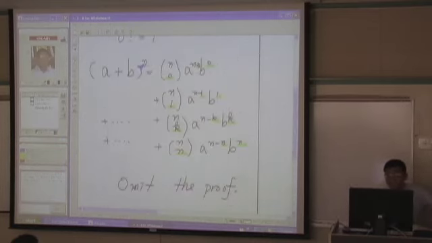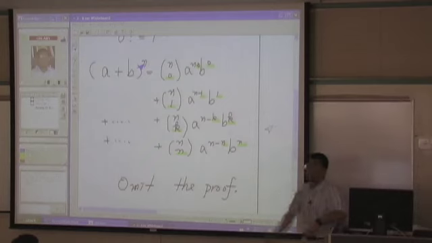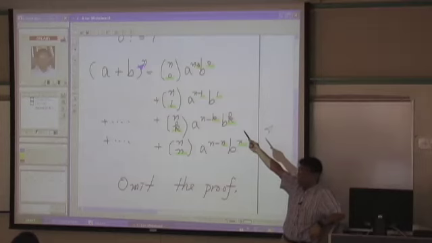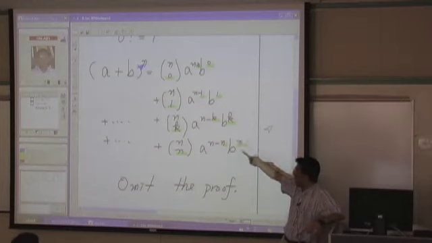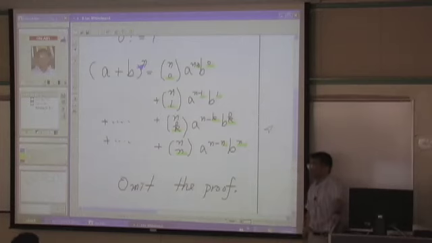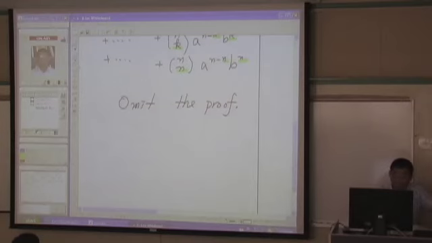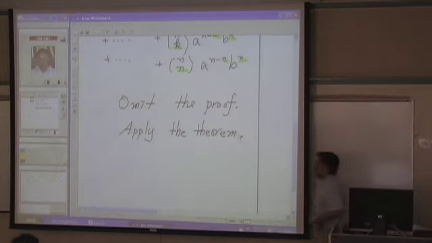In any case, this is the statement, and we can prove even this statement using mathematical induction. You can show that this is true for n equal to 1, or n equal to 0. Then you assume it's true for k, and show that for k plus 1 it is also true. We will omit the proof, but we will apply this idea to prove other things. We apply this binomial theorem in this course.